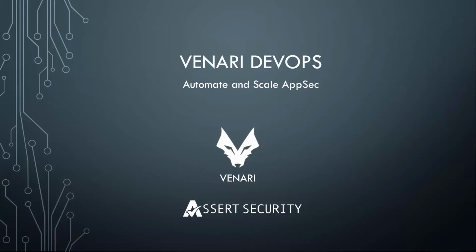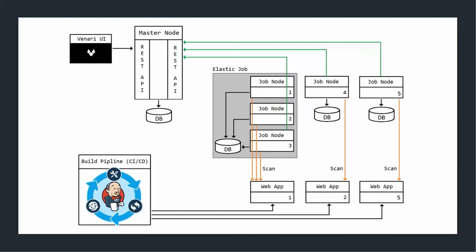Venari DevOps Edition is a distributed scanner for running dynamic application security tests. Venari provides fully automated, unattended scanning at scale, allowing companies to implement repeatable security test loops. These API-controllable tests easily drop into existing processes like CI/CD.